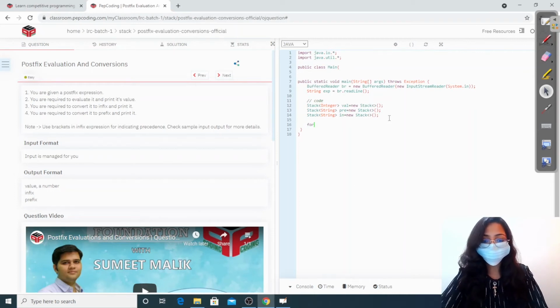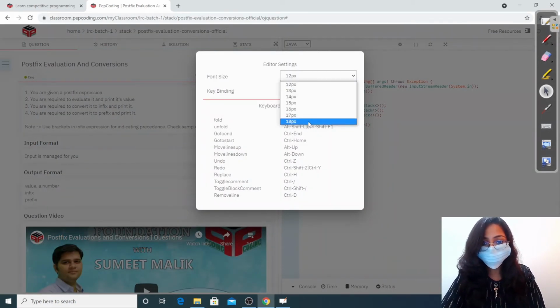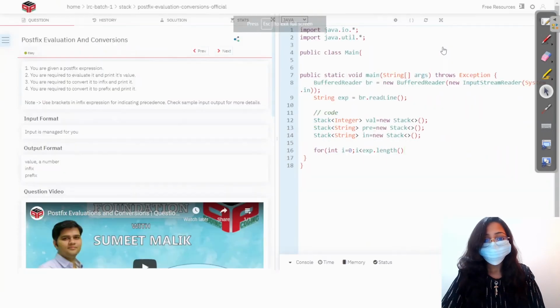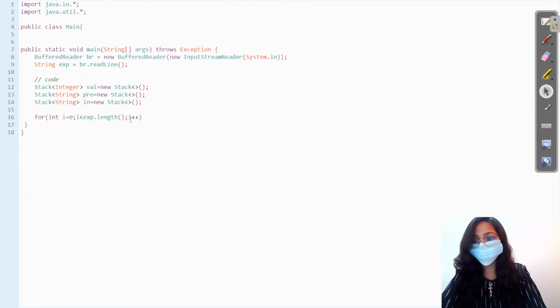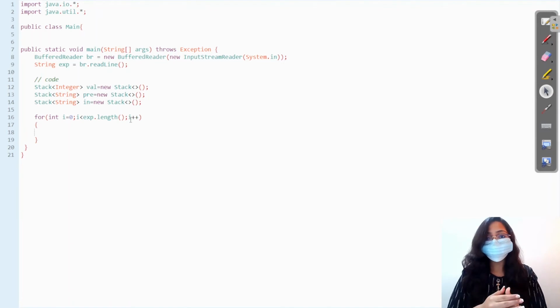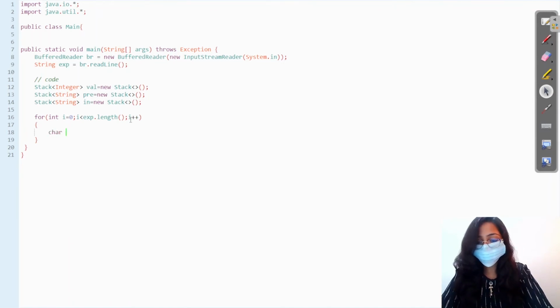Now we need to traverse the length of the string. So we are going to start from 0 and go to the end of the string, which has been given to us as this expression. So we will go till its length. One minute, let me just increase the size so that you can see clearly. Okay. Now, we are working on this string, right? So we want the character at each position. So we'll work with char ch and it will give us the character at each position.